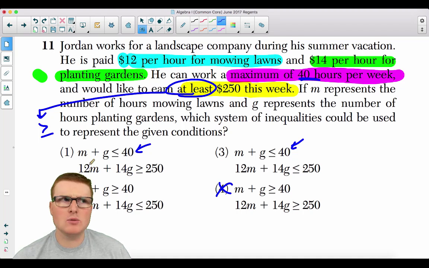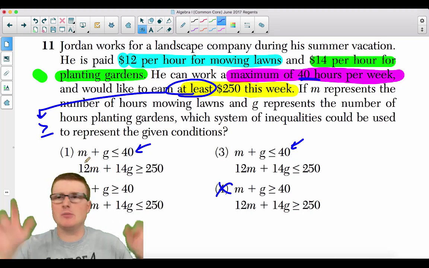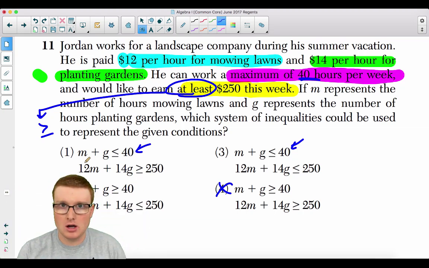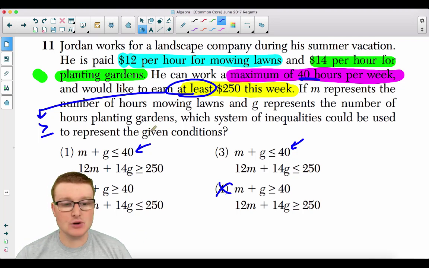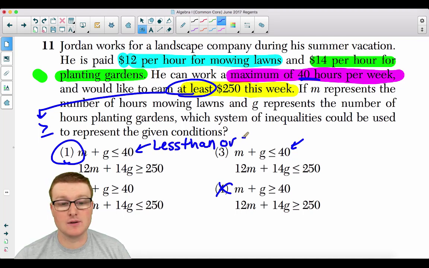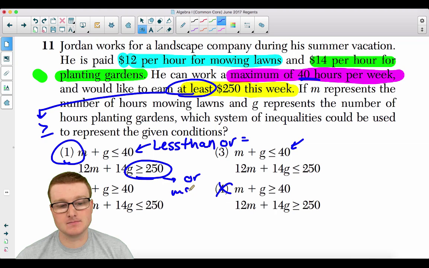Well, at least is a code word for the sign greater than or equal to. Because why would you want to stop at $250? You're going to earn the $250, like, nope, I'm done. Let me go home now. I earned all the money that I want. No, you want more money. So if you're looking at all these answer choices, choice 1 makes the most sense. He's working less than or equal to 40 hours a week, and he's making $250 or more. That's the key there. So your answer is choice 1.